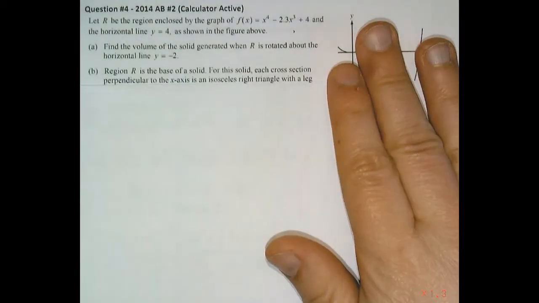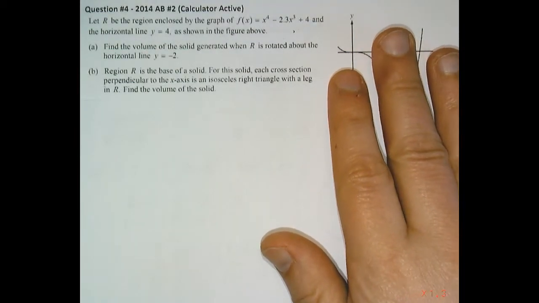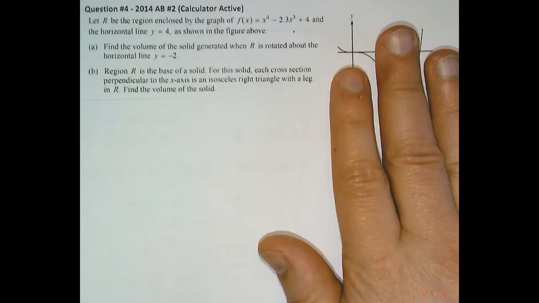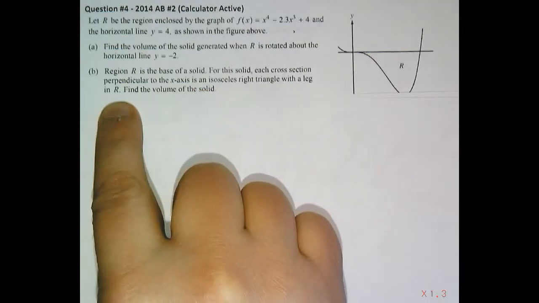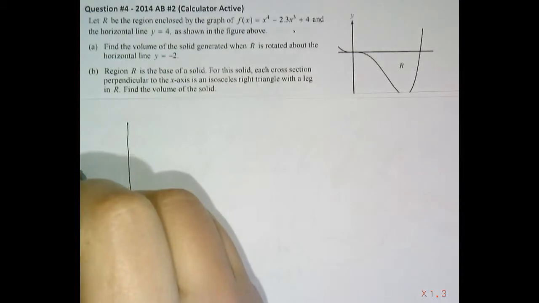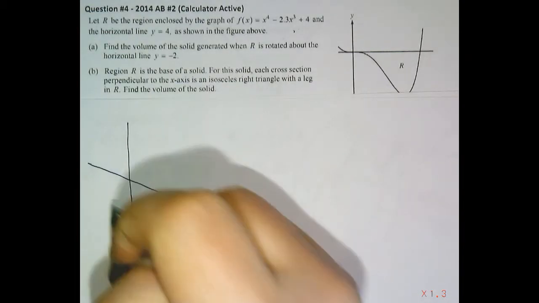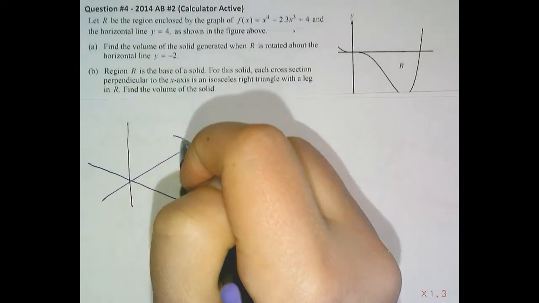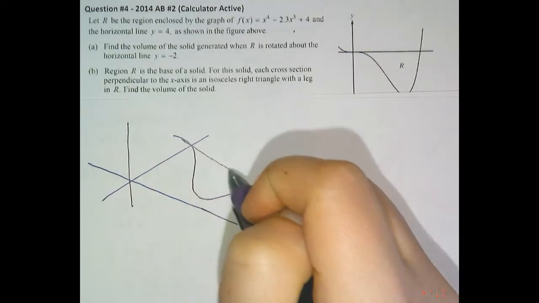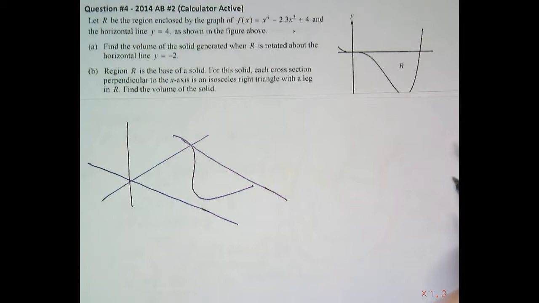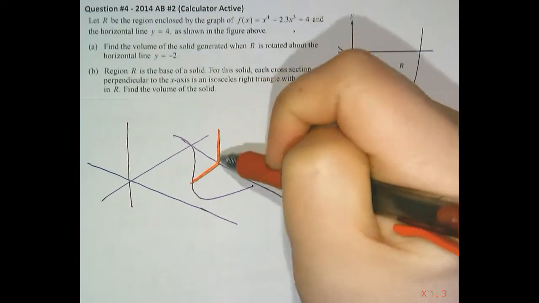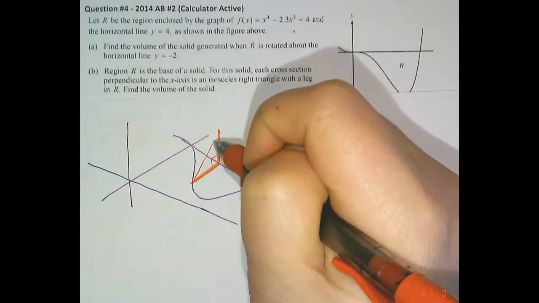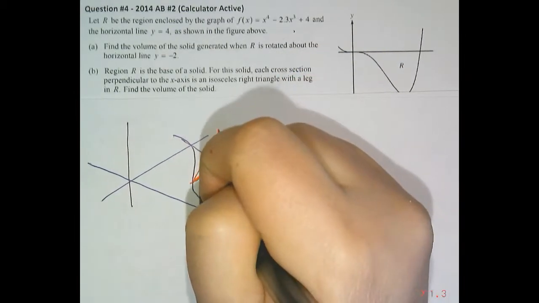Part B says region R is the base of a solid. For this solid, each cross-section perpendicular to the x-axis is an isosceles right triangle with a leg in R. So redrawing that region, what's going to go on is our right triangle has a leg in R. That length there I'll call S of x.